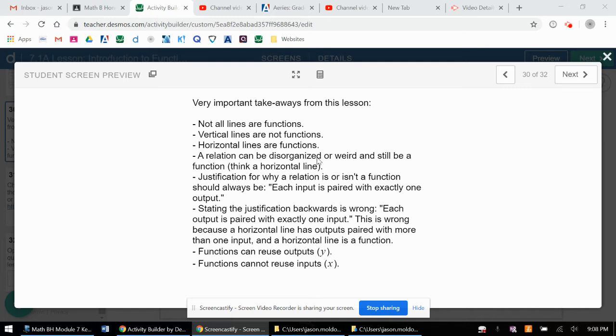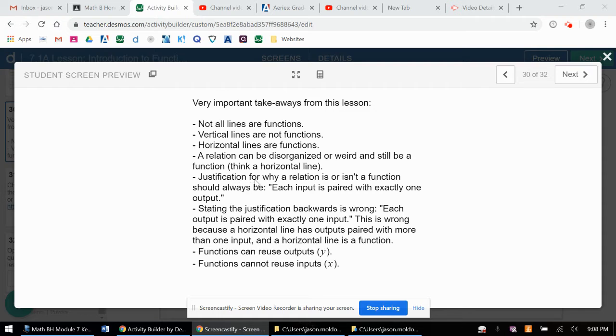A relation can be disorganized or weird and still be a function. I don't know the best example is a horizontal line, but it could be a horrible scatter plot. It doesn't have to be organized.